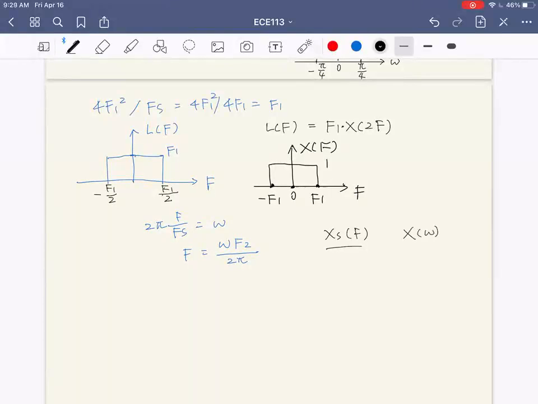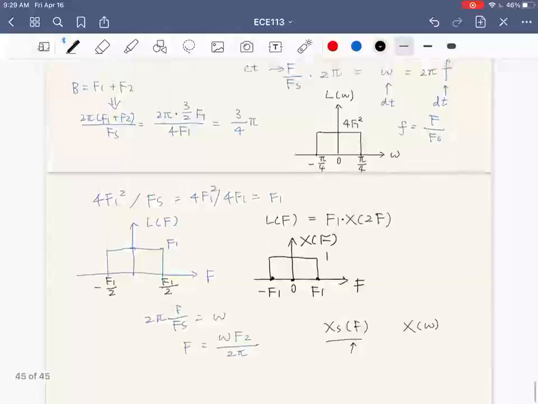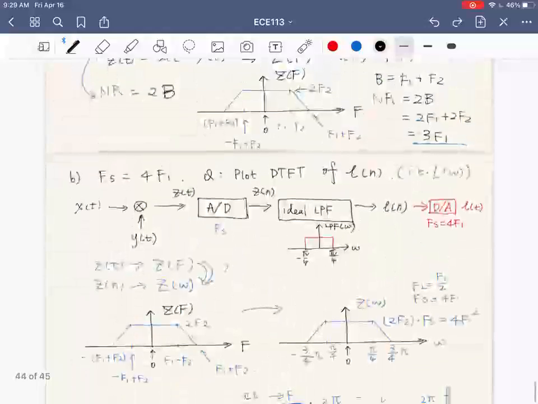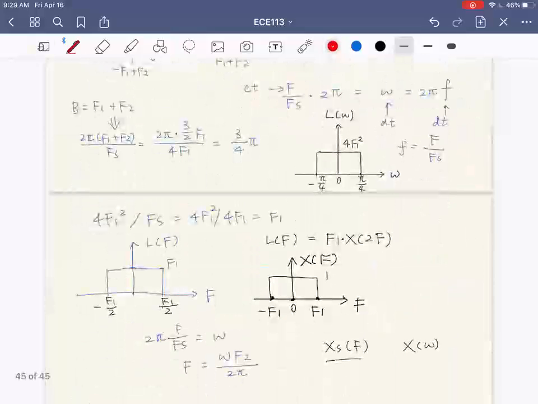Okay. Why did we convert to omega and then back to f? Okay. Because I added a component to the original data flow, and I asked, if we want to convert the x of n back into x of t, which is in the continuous time domain, what will happen? So this is an extra question I asked, and then put it here.